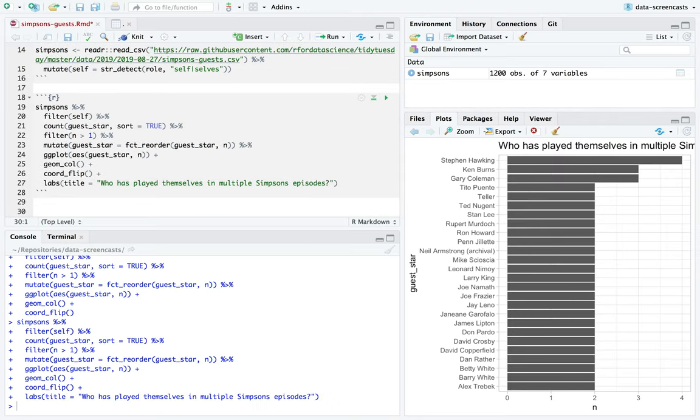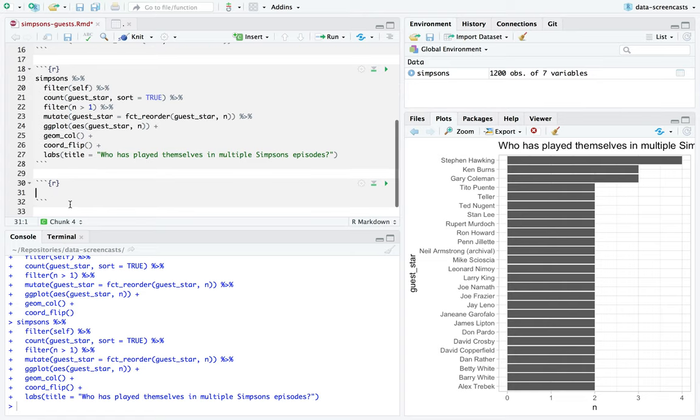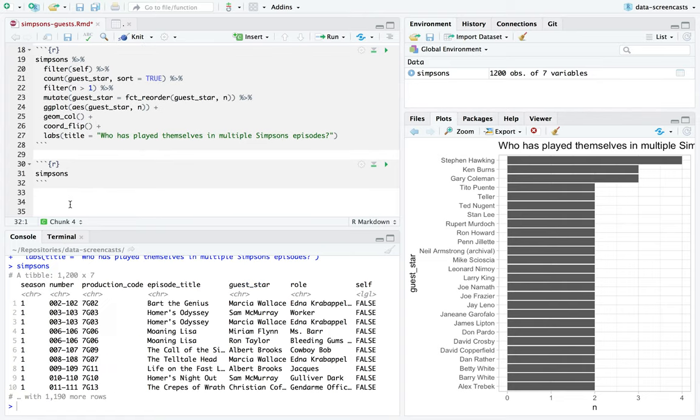All right, that's something we learned, but a lot of other people have played themselves in like 1 episode at a time. But that's cool. All right, so I'm gonna look for a second. I'm curious about a lot of things. I'm curious about if the frequency of guest stars has changed over time. I'm just thinking of a few ways we can try and visualize. We can try and look into this.